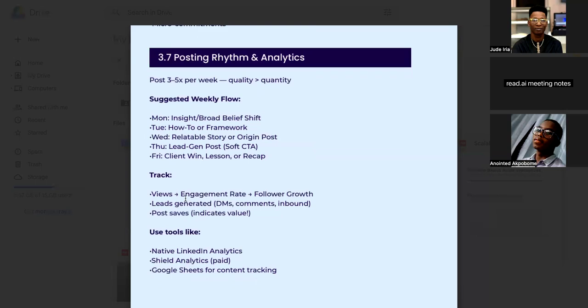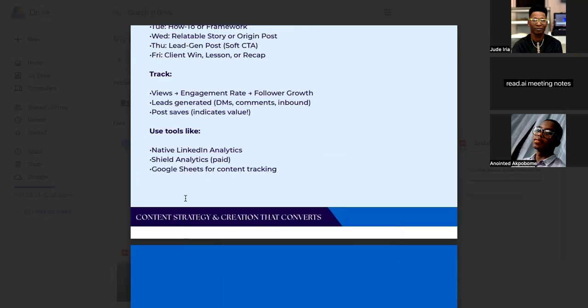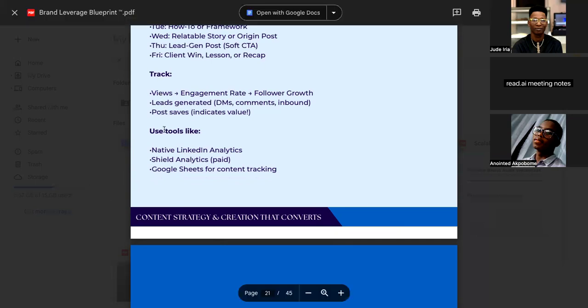Then for tracking, always track your posts. We have native LinkedIn analytics: the views, engagement rates, follower growth, leads generated, the DMs, the comments, the inbounds. We have the post saves, which indicate value. Every week you want to check how your content did. What worked and what didn't work? When you are able to go through analytics, you should know what works and what doesn't, then continue with what works and trash what doesn't, or re-strategize.